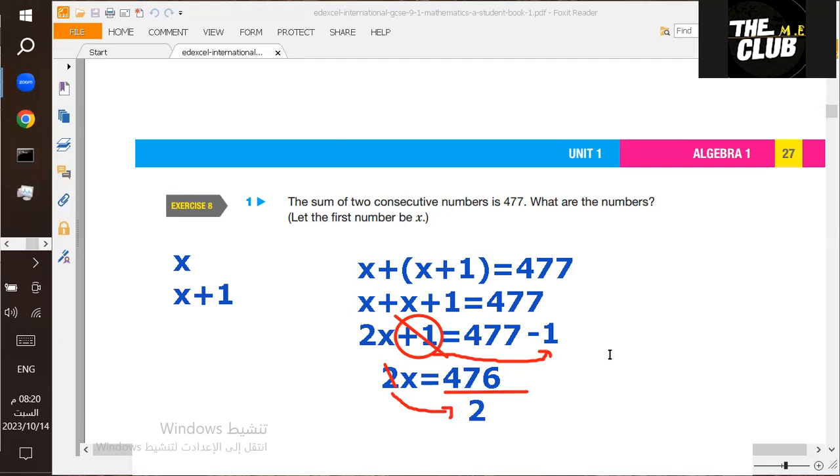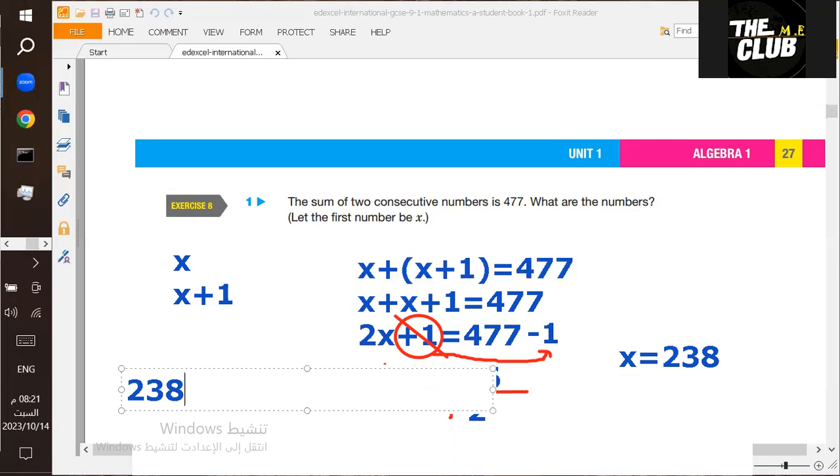Good. So x equals 238. When you divide 476 by 2, it's going to be 238. Now, 238 is what? It's x, the first number. So the second number will be what? 239. Good. So the numbers will be 238 and 239. You get the idea? That's the idea of question 1. We have 238 and 239. And if you want to check, when you add them together, you'll get 477.